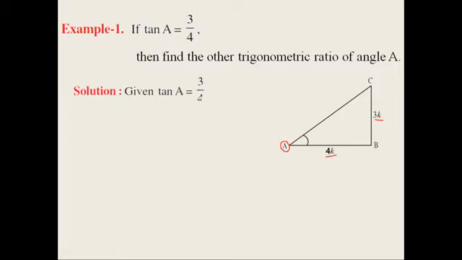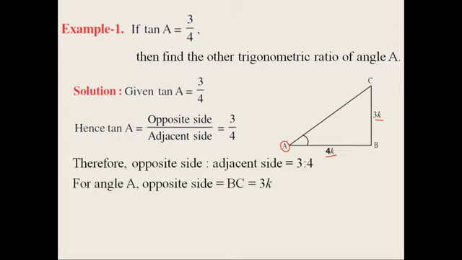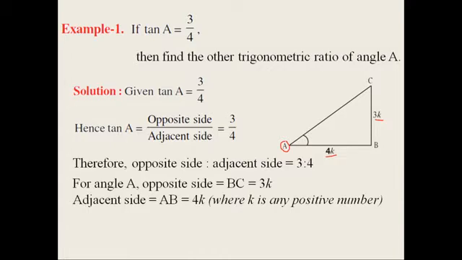Okay. Solution. Given tan A is equal to 3 by 4. Hence tan A is equal to the opposite side by the adjacent side, that is 3 by 4. Therefore the opposite side to the adjacent side is 3:4. For angle A, the opposite side BC is equal to 3k. Just now we discussed, the same way the adjacent side AB is equal to 4k, where k is any positive number.